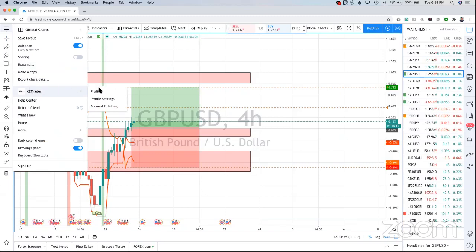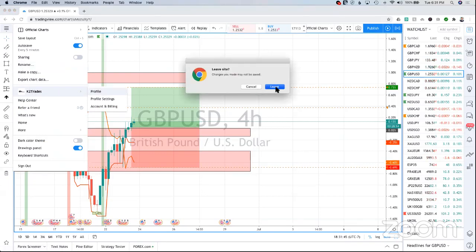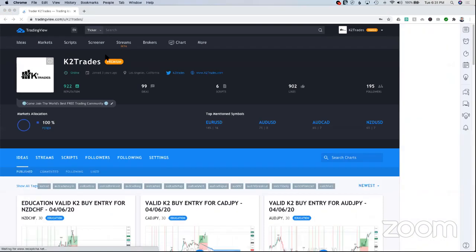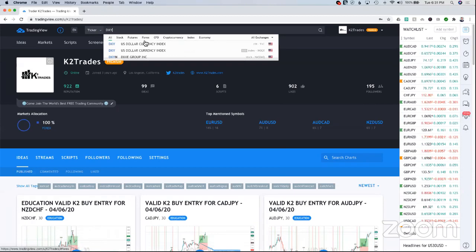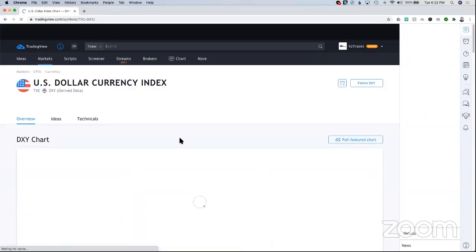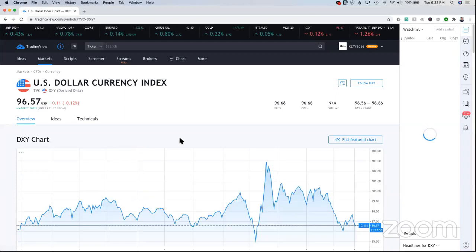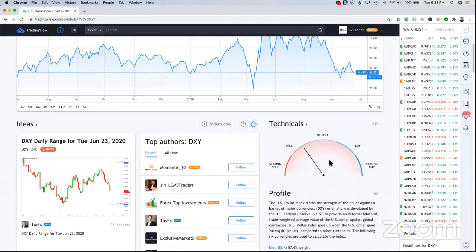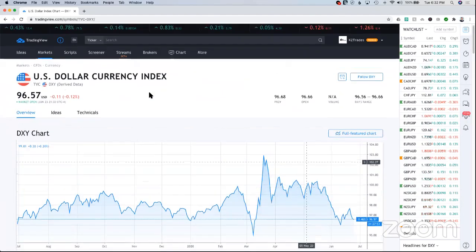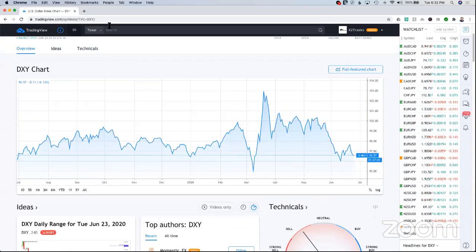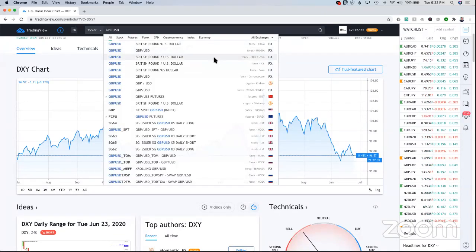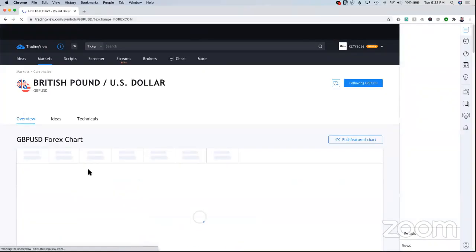Another way you can do it is you can also click right here, and then you can type in DXY. I don't know if it shows up here, but yeah, so you have the technicals right here. If you just want to check the US dollar index, you can see here, and it'll show you the technicals, whether it shows as a sell or a buy. So if it's weak or if it's strong. Or if you want to look at it specifically, you can type in GBP/USD, and then it'll pull up the profile right here.